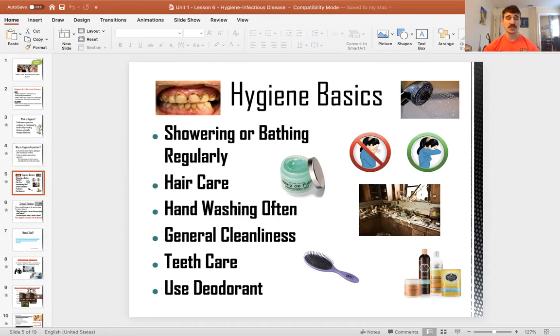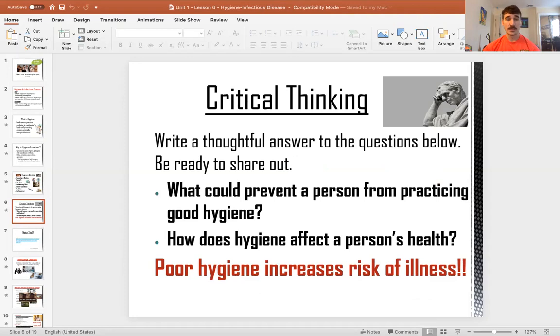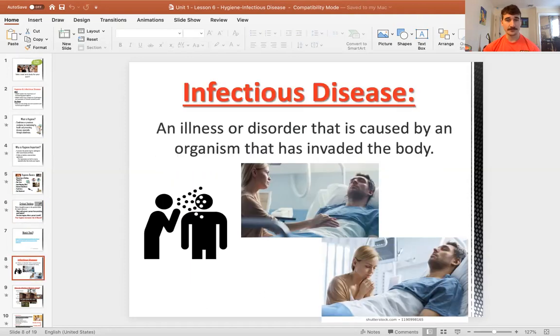We talked about the hygiene basics like showering regularly, bathing regularly, taking care of your hair, not overwashing your hair too much, hand washing often, using the 20-second rule, or your ABCs 2 times or 1 time, keeping general cleanliness in your house, your room, or your workspace, brushing your teeth at least twice daily and flossing every day, and using deodorant and avoiding perfume or cologne after a workout. With that being said, now we have to go into infectious disease. But before I get into that, let's just recap with hygiene.